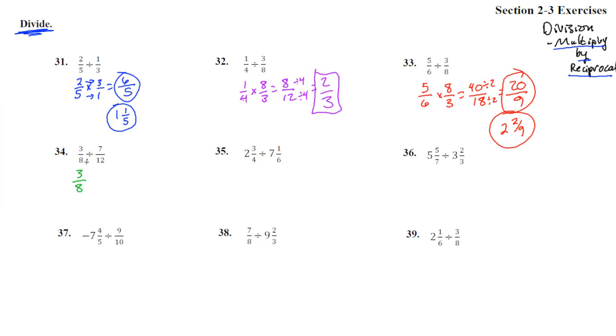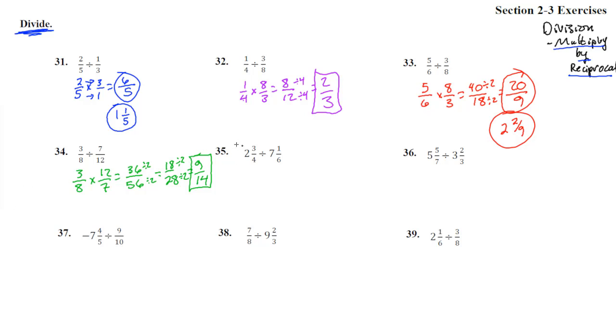Good. The next one, 34. 3/8 times 12/7. So we have 3 times 12 is 36. 8 times 7 is 56. What can go into top and bottom? I bet we could divide by 2, and we get, let me see, what is that? 18/28. Hey, they're still even. Divide by a 2, we get 9/14. I think that's as far down as we can go.